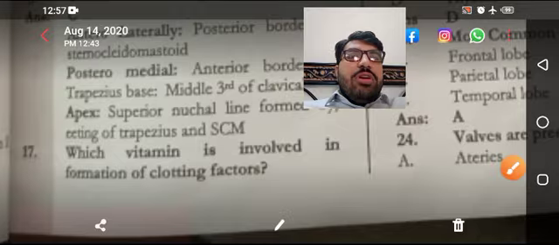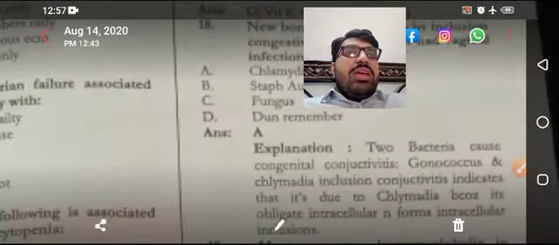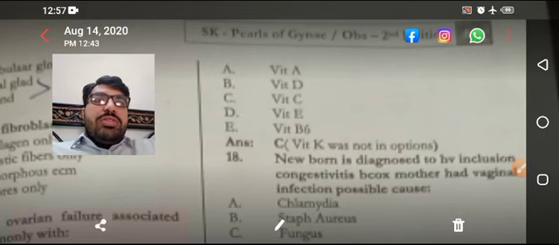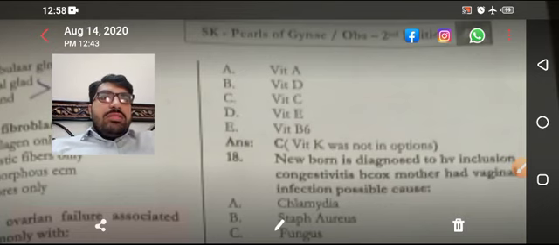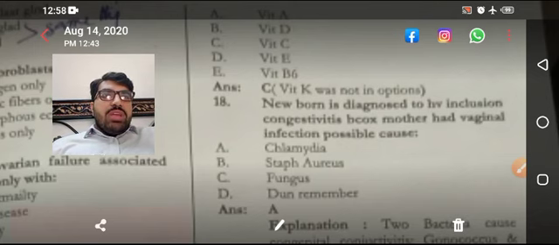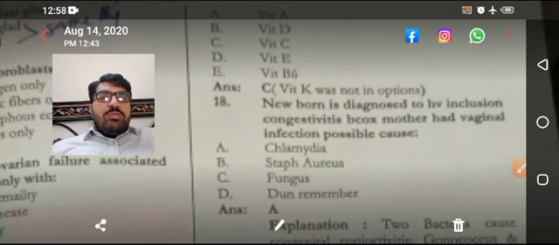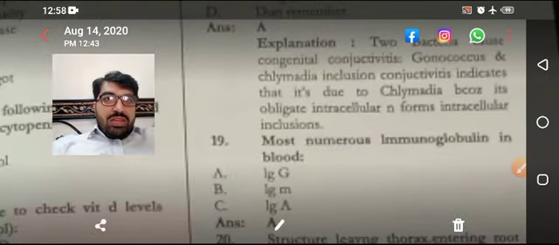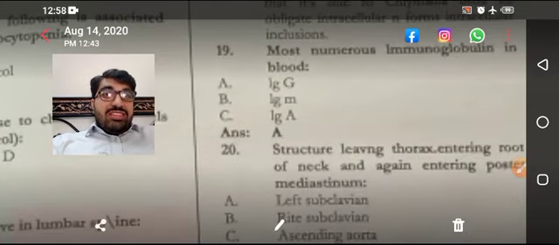Which vitamin is involved in the formation of clotting factors? That is vitamin K. But vitamin K was not an option, so the next best option is vitamin C. So coming next, a newborn is diagnosed to have inclusion body conjunctivitis. Mother had a vaginal infection. Possible cause is chlamydia. Chlamydia is intracellular. It causes inclusion body.